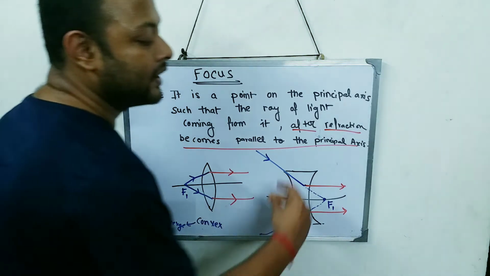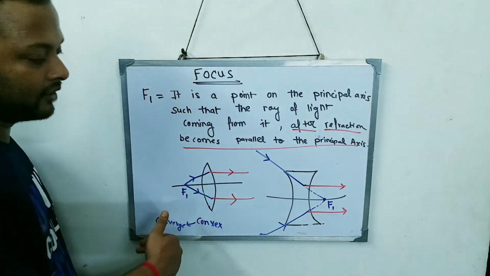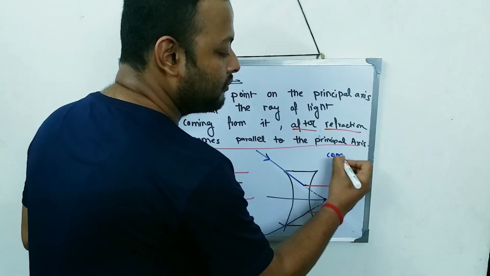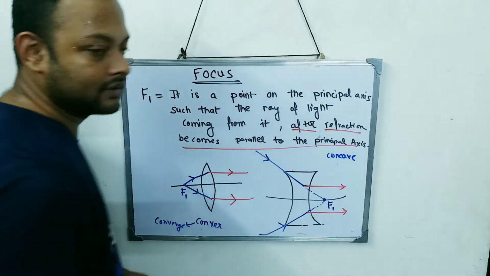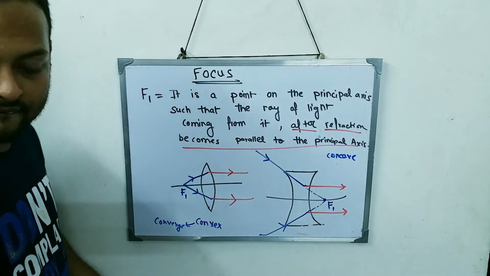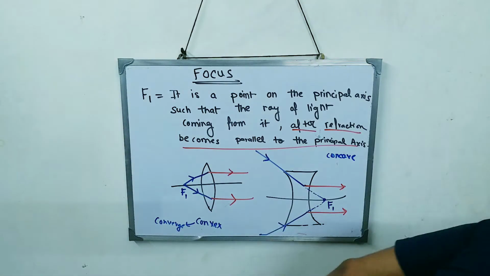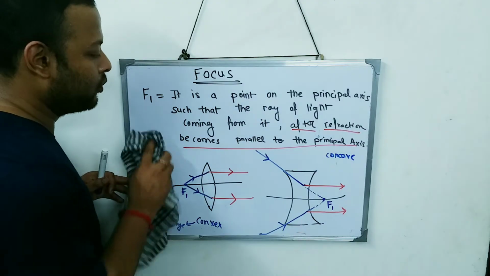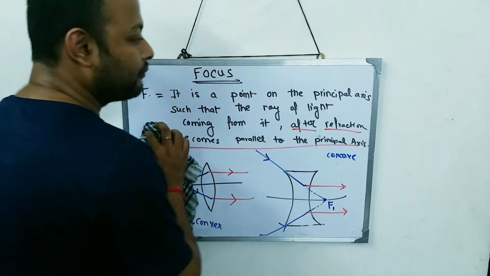For the convex, F2 is on the right hand side, F1 on the left hand side, and for the concave, it is the opposite. I hope this is clear. Now we come to the definition of F2. What is F2?